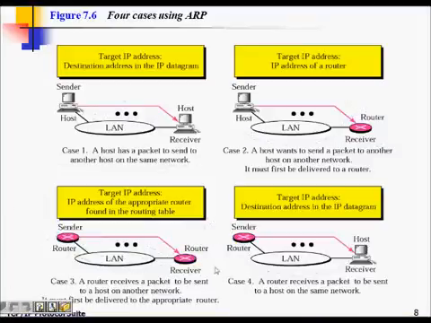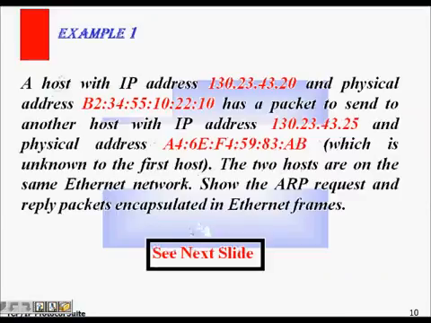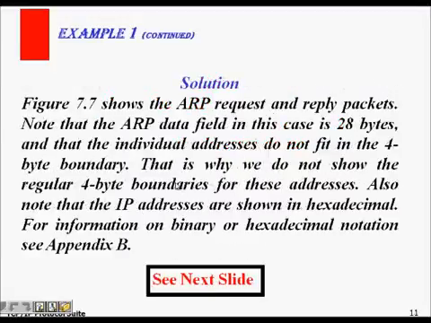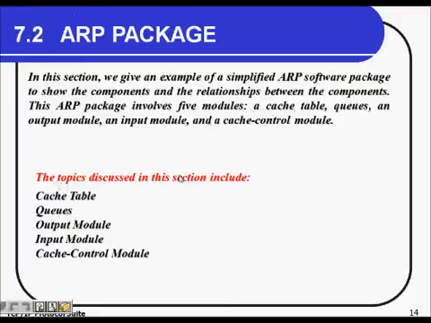Next, the ARP request is broadcast and the ARP reply is unicast. So this just tells you that, okay, we move forward. Now we will come to how it is stored, okay, the cache. We will solve a few problems to understand this ARP.